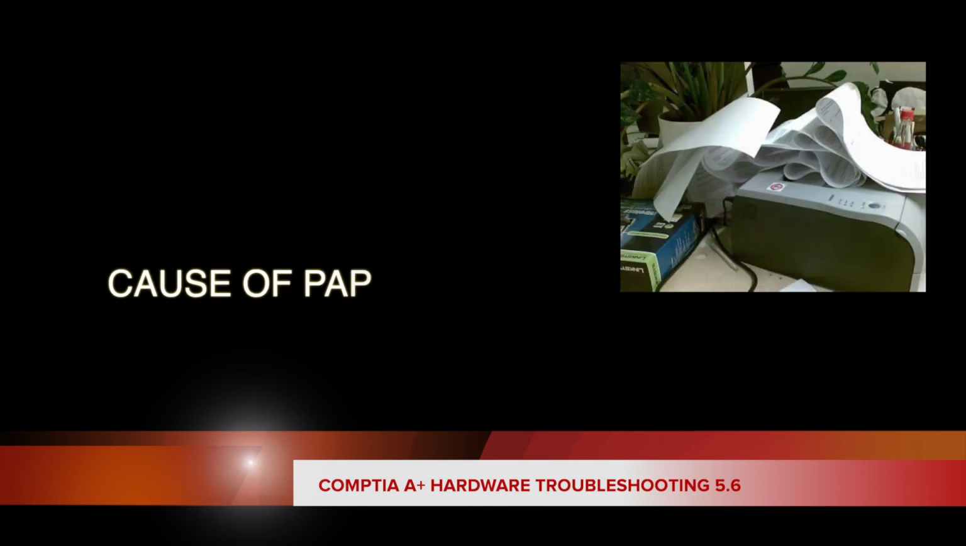Cause of paper jam: improperly loading paper into the device. Loading paper that is stuck together, frayed, curled, or bent can cause a jam. Overloading the paper tray, loading different thicknesses of paper in the tray, or using paper that isn't appropriate for your particular printer can also result in a jammed printer.